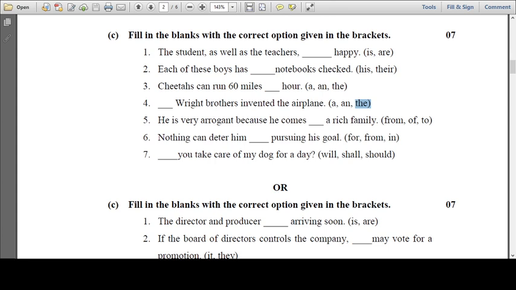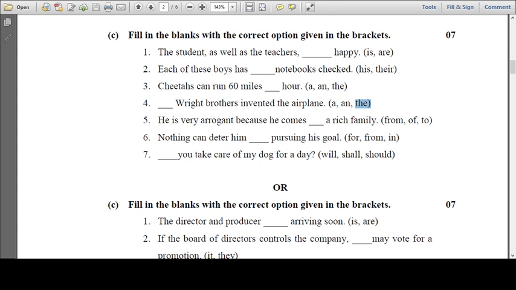Now go to the next one. He is very arrogant because he comes dash a rich family. Very easy. He comes from. Yeah, Mahek, your answer is right. Parthiv, Hirani, Faiz, Khatri, Janvi, all of your answers are right. Now the next one, very quick.